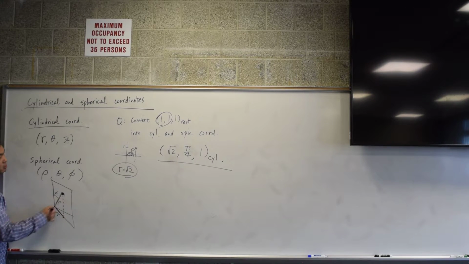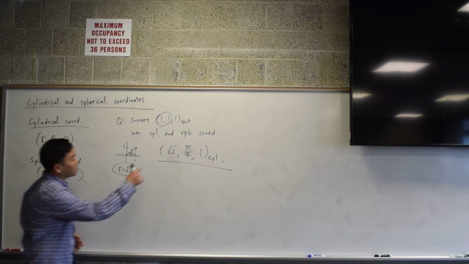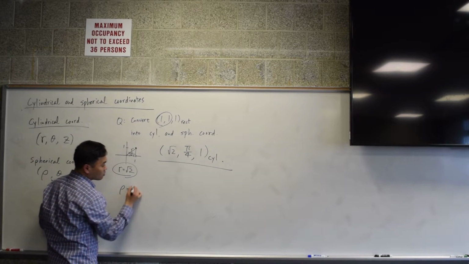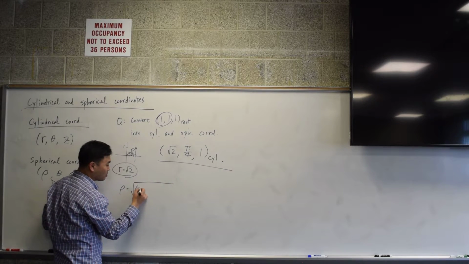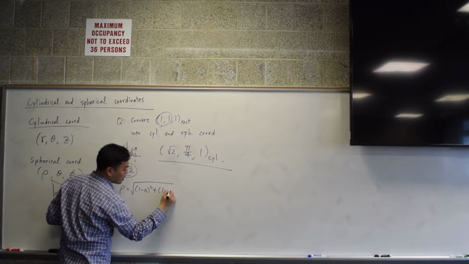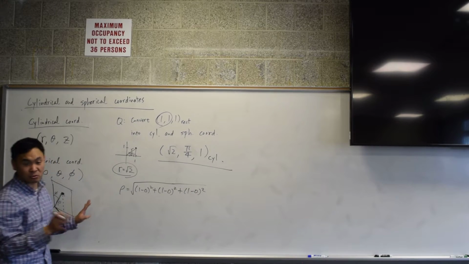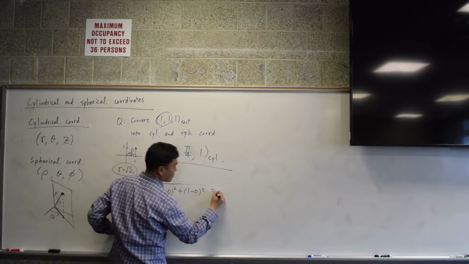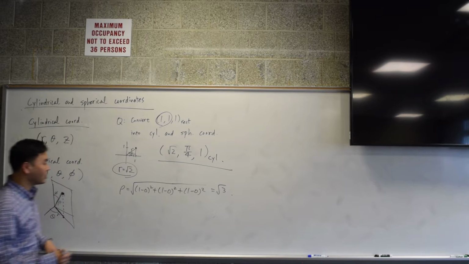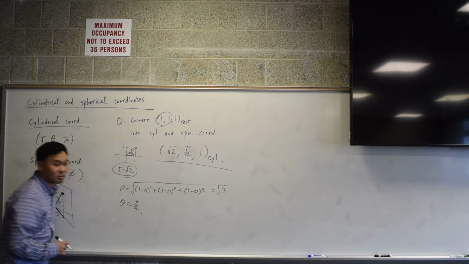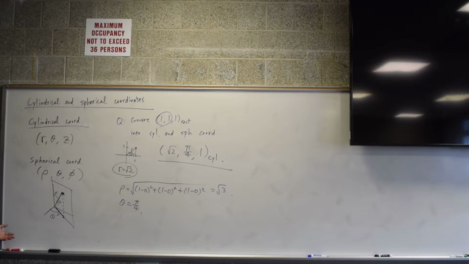For rho, it's easier to just think about the distance from 0, 0, 0 to 1, 1, 1. What's the distance from 1, 1, 1 to 0, 0, 0? Rho is the square root, just use the distance formula: 1 minus 0 squared, plus 1 minus 0 squared, plus 1 minus 0 squared. That's the square root of 3. And theta is the same thing, pi over 4. That doesn't change. Therefore, the only thing we have to worry about now is the angle phi.